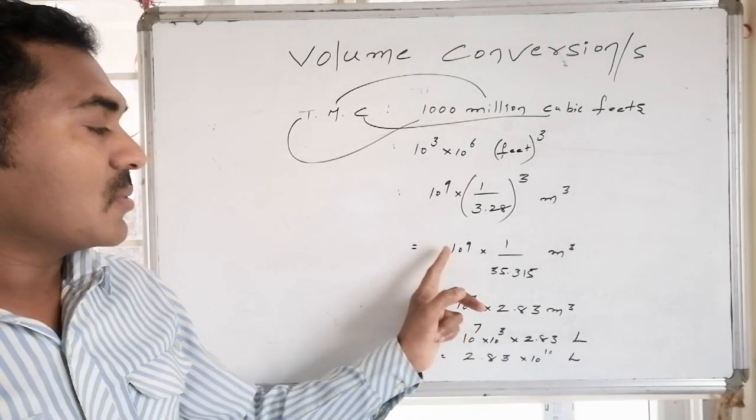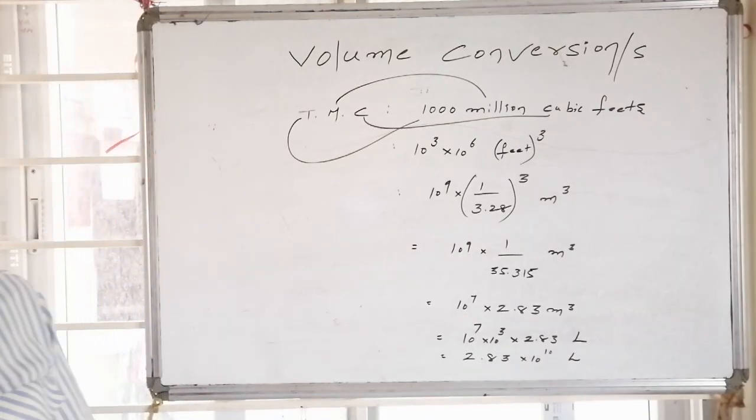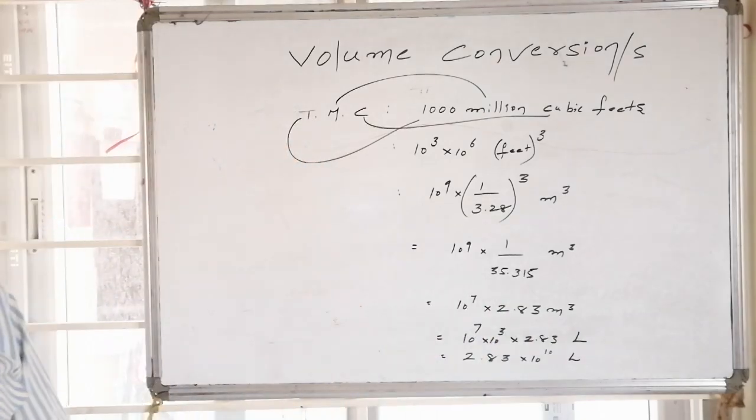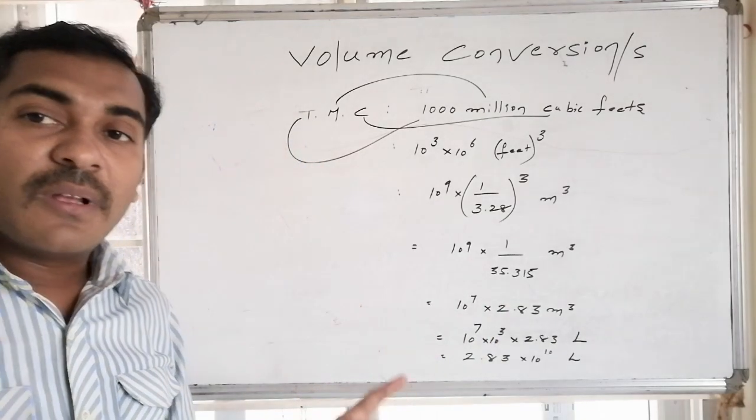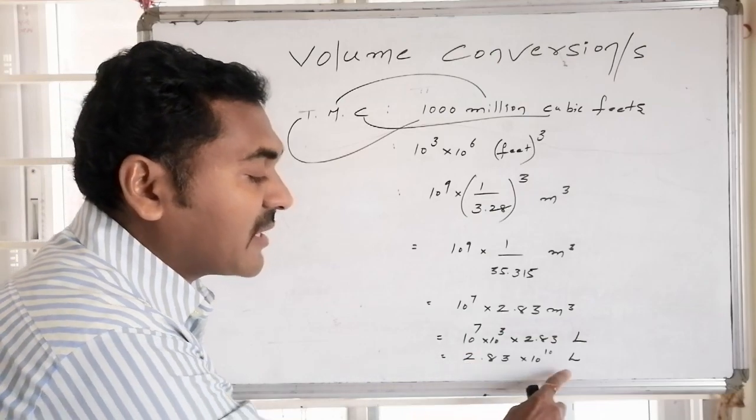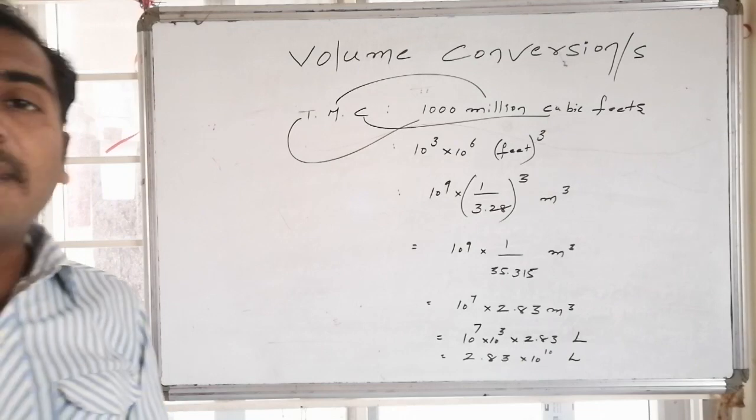If I reduce two numbers from here, that it is 10 power 7 into 2.83 meter cubes. If I express this meter cube in terms of liters, every 1 meter cube will become equal to 1000 liters, hence it will become equal to 2.83 times of 10 power 10 liters, which will become equal to 1 TMC.